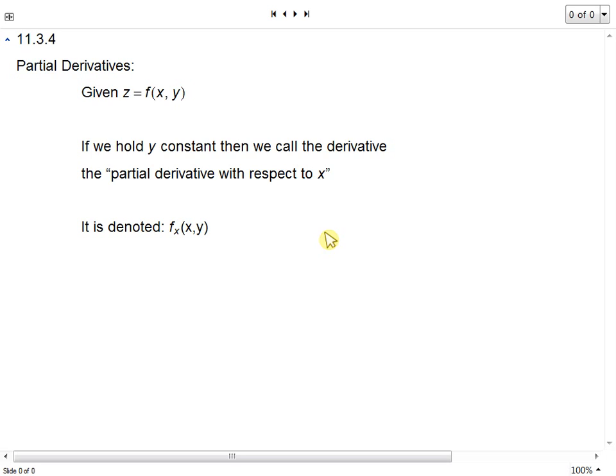So if we're given z equals a function of x and y, if we want to hold y constant, then we call this the partial derivative with respect to x. So when we say partial derivative with respect to x, x is our variable, y is the constant. And we denote it with this notation. It's the same as the way we write the function, we just put a little subscript x there. Now if we want to hold our x constant and take the derivative with respect to y, treat y like the variable, then we replace that with a y.